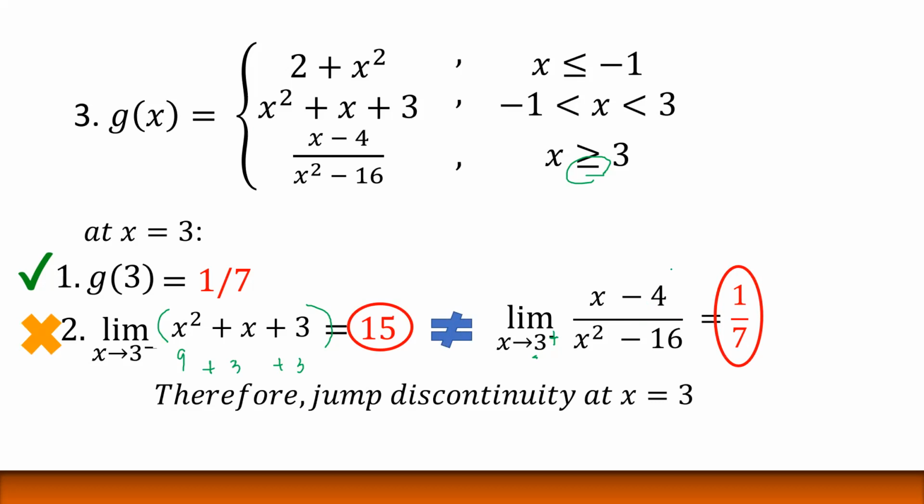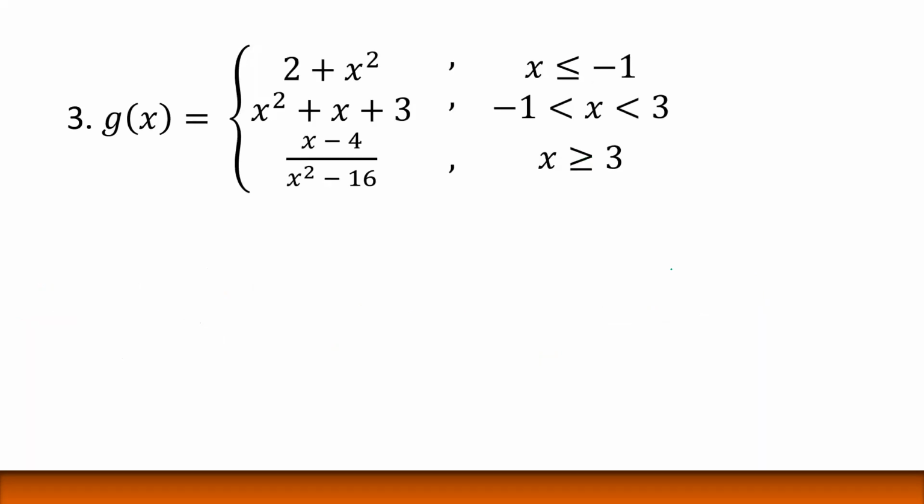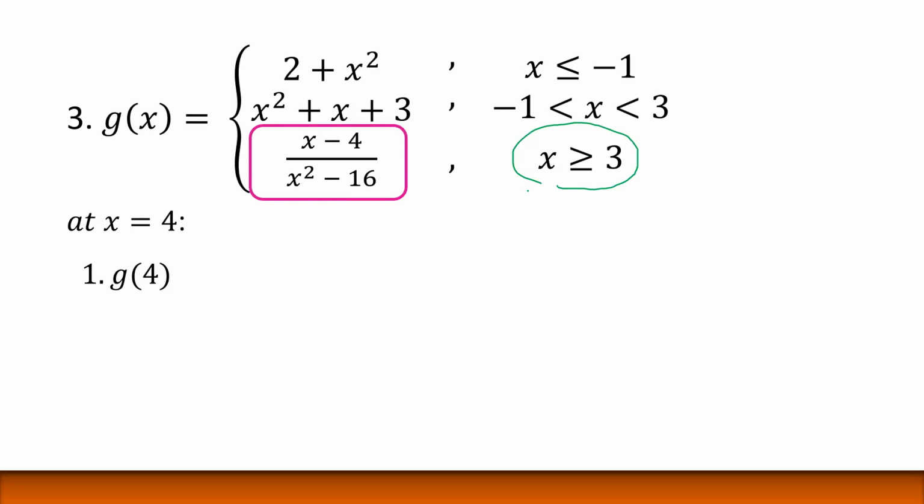Okay, yung isa na lang at x equals positive 4. Okay? So at x equals 4, kunin natin yung g of 4. So syempre 4 is in this interval, so we'll be making use of this. 4 minus 4 over 4 squared minus 16, plain substitution po. That will be 0 over 0.